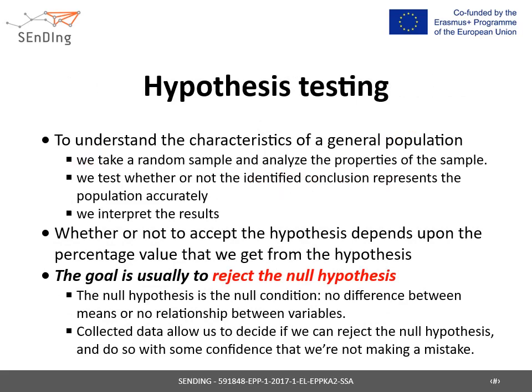To understand the characteristics of a general population, we take a random sample and analyze the properties of the sample. We test whether or not the identified conclusion represents the population accurately, and finally we interpret the results. Whether or not to accept a hypothesis depends upon the percentage value that we get from the hypothesis. In hypothesis testing, the goal is usually to reject the null hypothesis. The null hypothesis is the null condition, no difference between means or no relationship between variables. Data are collected that allow us to decide if we can reject the null hypothesis, and do so with some confidence that we're not making a mistake.